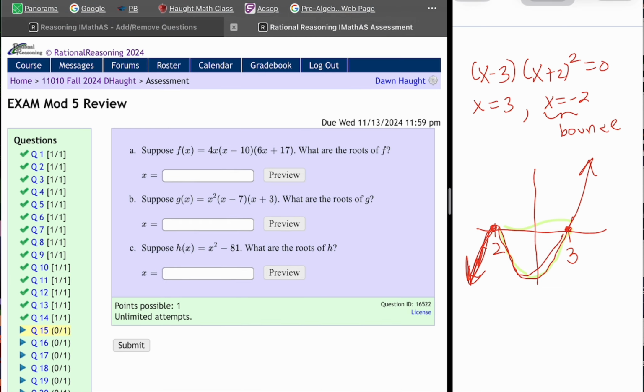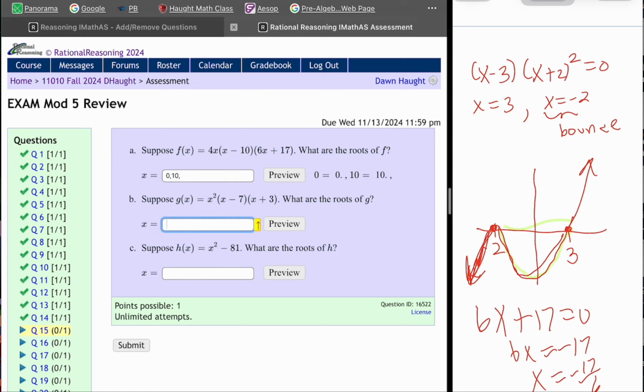It's wonderful. Now let's take a look at question 15. Question 15 is just about roots. Awesome, because for part A, it's already in factored form. So 4x equals 0 at 0, x minus 10 equals 0 at 10. Now 6x plus 17 equals 0. I'm going to do it here on the side. Watch what happens. The 17 does become negative 17, but you do have to divide off the 6. Oh, I'm sorry. So that would be negative 17 divided by 6.